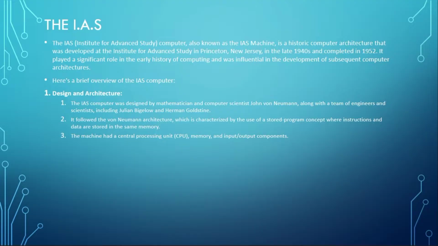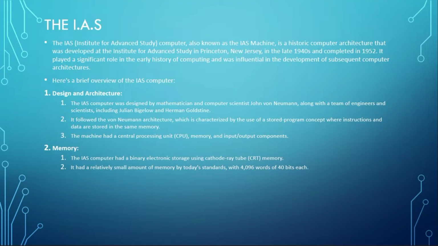Basic architecture or basic skeleton of the computers that we have today. Right? And the IAS computer had a binary electronic storage using cathode ray tube memory. And a little history of all this is that the IAS was in the second generation of computing. So this second generation of computing was using vacuum tubes to be able to have its processors and everything for the computer to actually work properly. It was using vacuum tubes, and it used specifically a cathode ray tube for memory. And it had a relatively small amount of memory by today's standards, with 4,096 words of 40 bits each. Right? We'll get into memory later on.